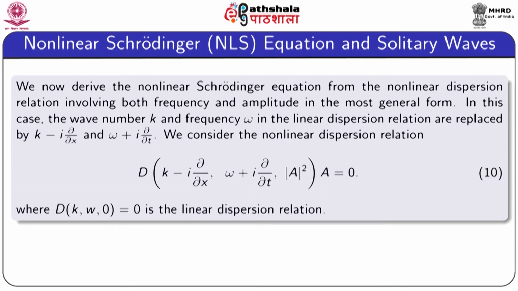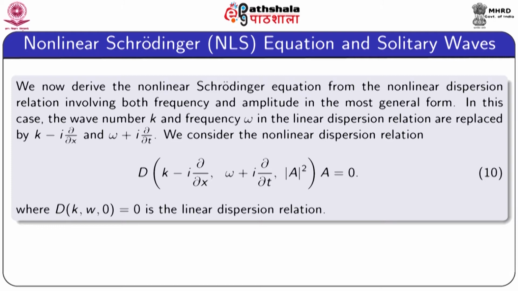Now, we want to derive the nonlinear Schrodinger's equation starting from the dispersion relation. Suppose the linear dispersion relation is given by D(k, omega) equals 0, where k is the wave number, omega is the frequency, and the subscript 0 stands for no nonlinear term, nonlinearity is 0.